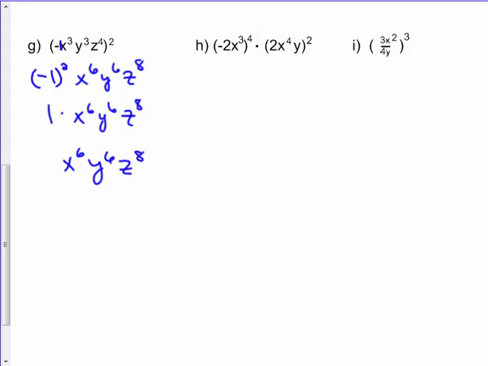-1 squared, we know is just 1, so I should get as my final answer x to the 6th, y to the 6th, z to the 8th. In h, everything inside the parentheses is raised to the 4th power, so it's -2 to the 4th, x to the 12th, 2 squared, x to the 8th, y to the 2nd.